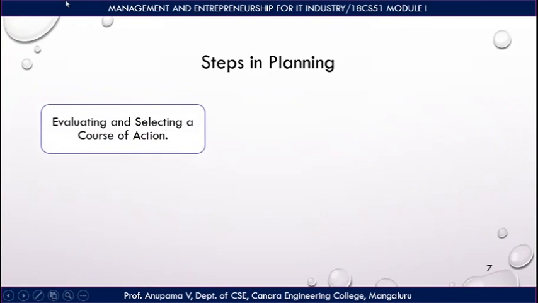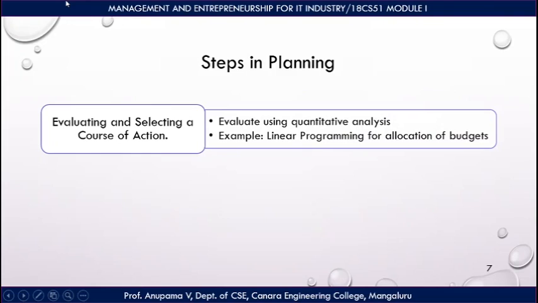The fifth step is to evaluate the selected course of action and goals to select the best course of action. This is done with the help of quantitative techniques and operations research. So, in order to evaluate various courses of action, we use quantitative analysis, for example, linear programming for allocating the budget.